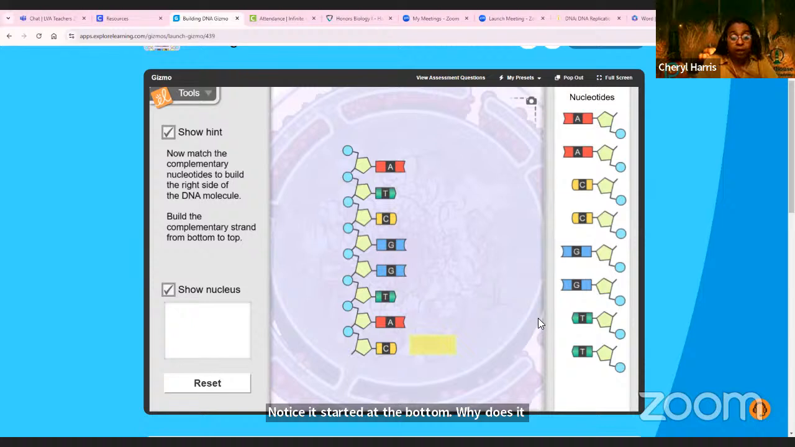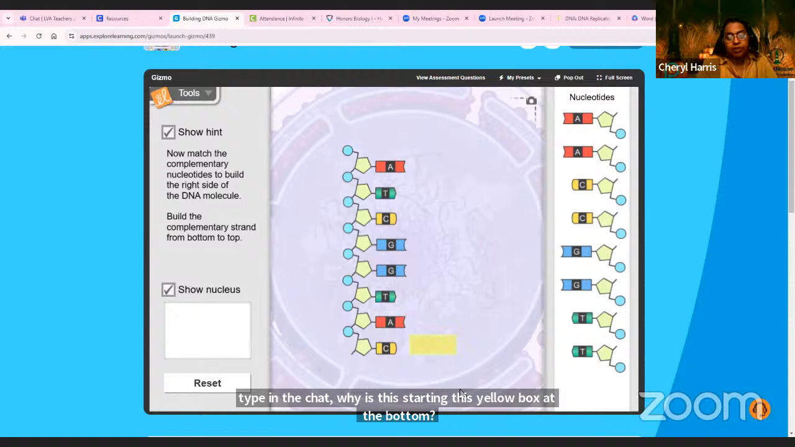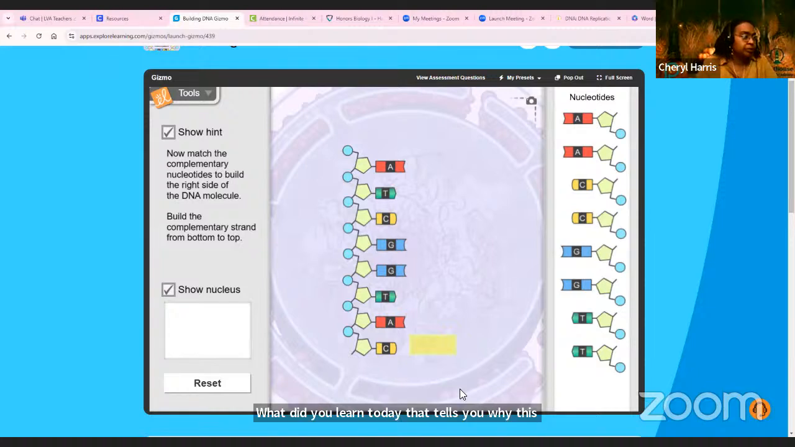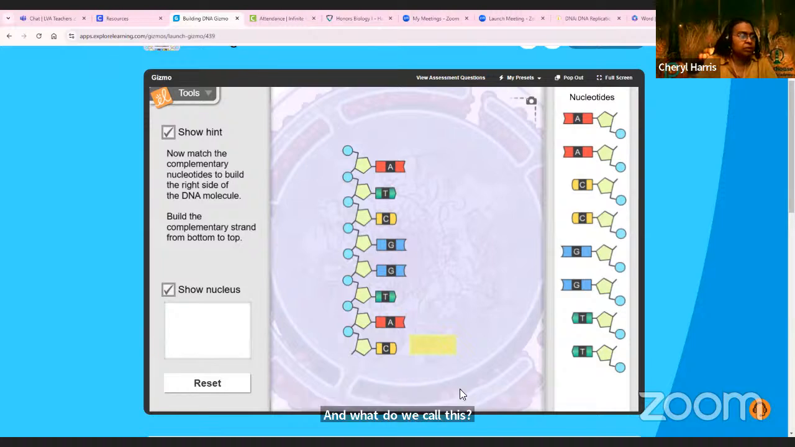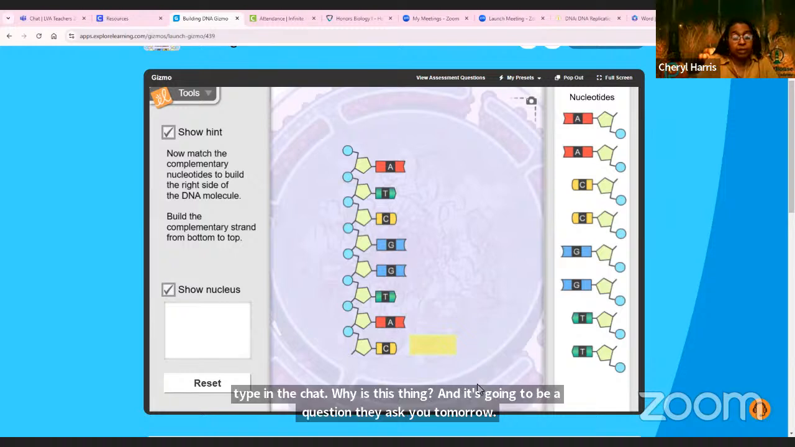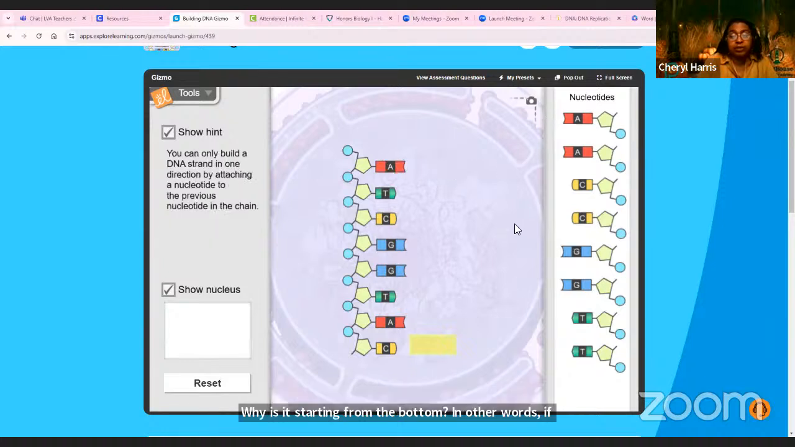Somebody type in the chat. Why does it start this yellow box at the bottom? What did you learn today that tells you why this one is starting at the bottom? And what do we call this? Somebody type in the chat. Why is this thing, and it's going to be a question they ask you tomorrow, starting from the bottom? In other words, if I tried to do this up here, that's not going to work.